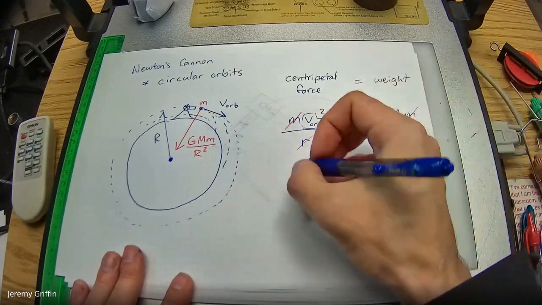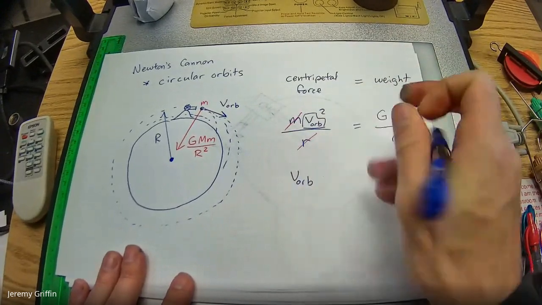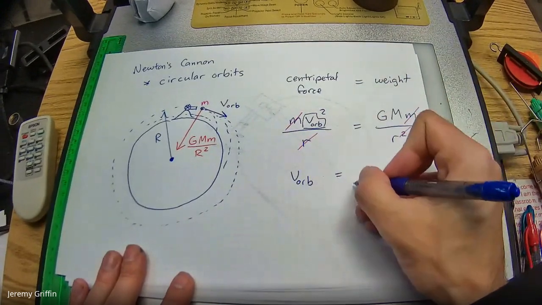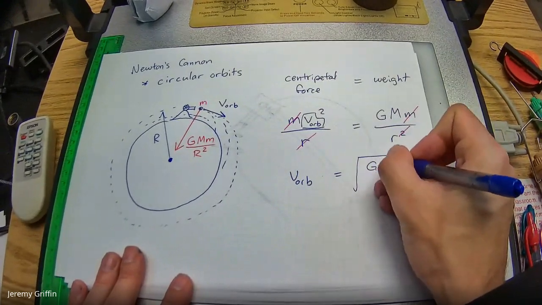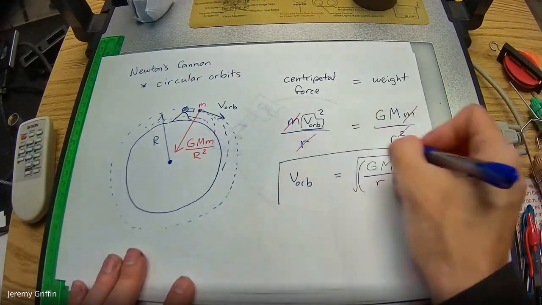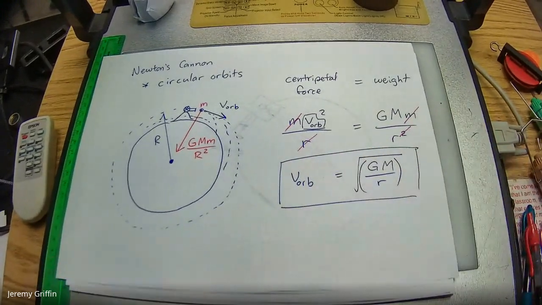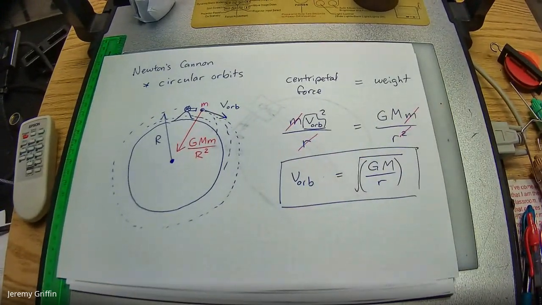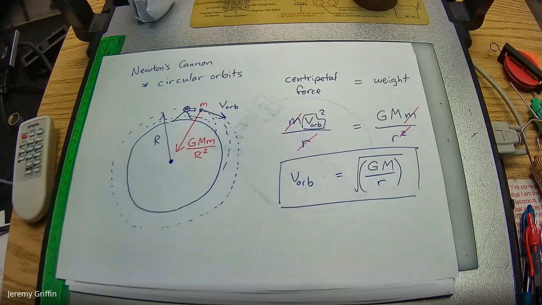What is the orbital speed? Well, there's only one object left. It's the square root of both sides. Equal to this expression right here. Square root of GM on r. That's it. That is the speed you have to go to maintain a circular orbit around the planet. All right. You guys good there?